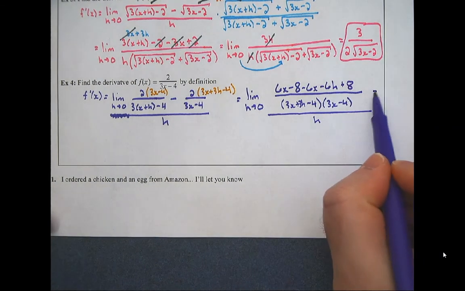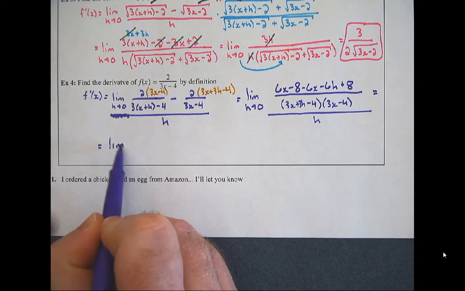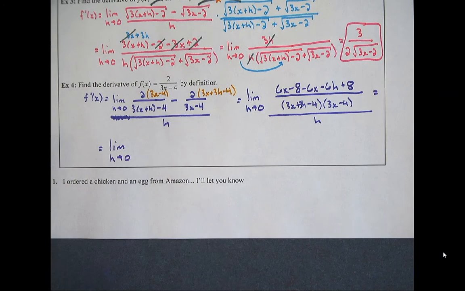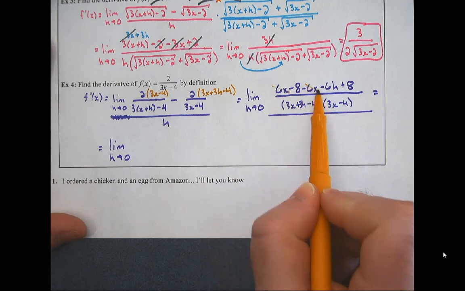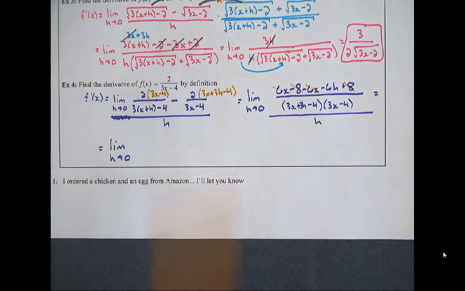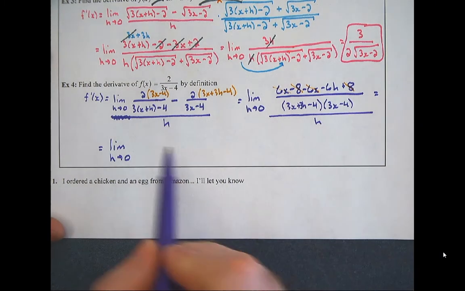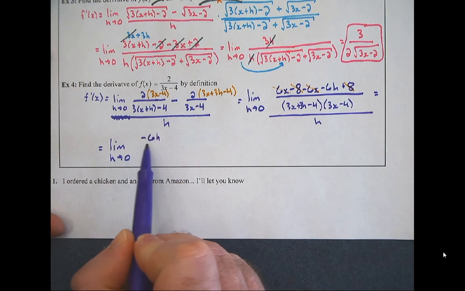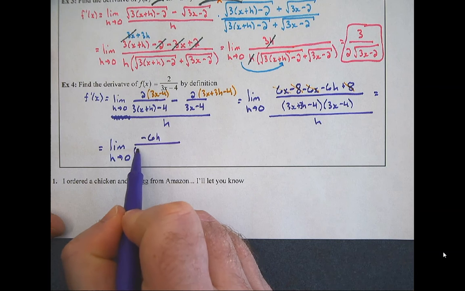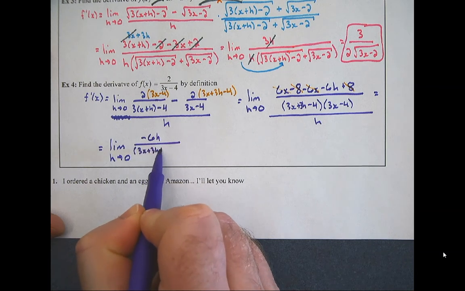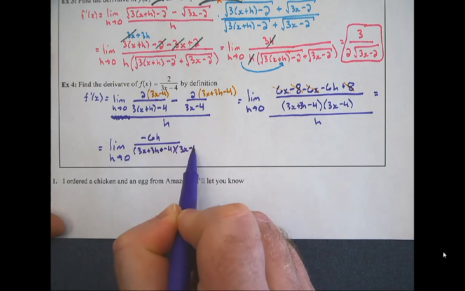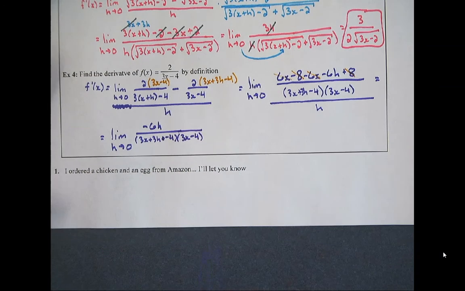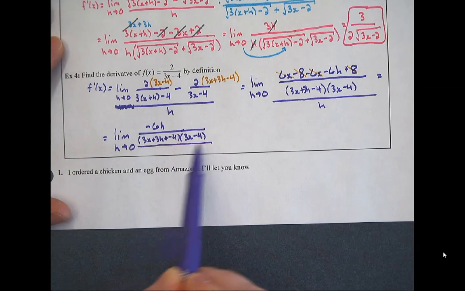We ran out of room. I haven't been able to plug in 0 for h yet. Let's try to clean this up. So what should happen here, we've done this a couple times now, everything without an h should go. 6x minus 6x, negative 8 plus 8, they're gone. So now my numerator is negative 6h over 3x plus 3h minus 4 times 3x minus 4, all over h. I'm definitely reprinting this next year. Sorry.